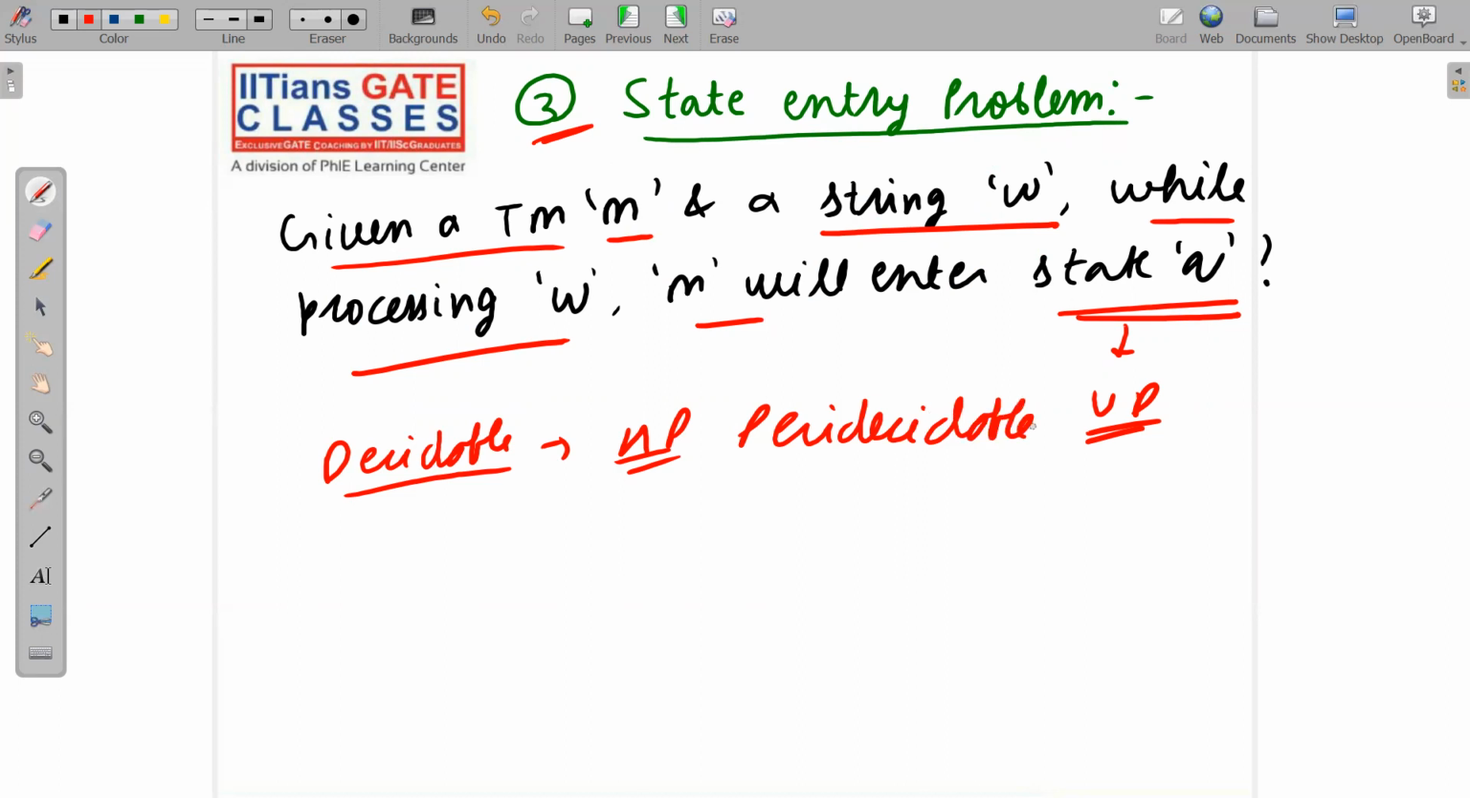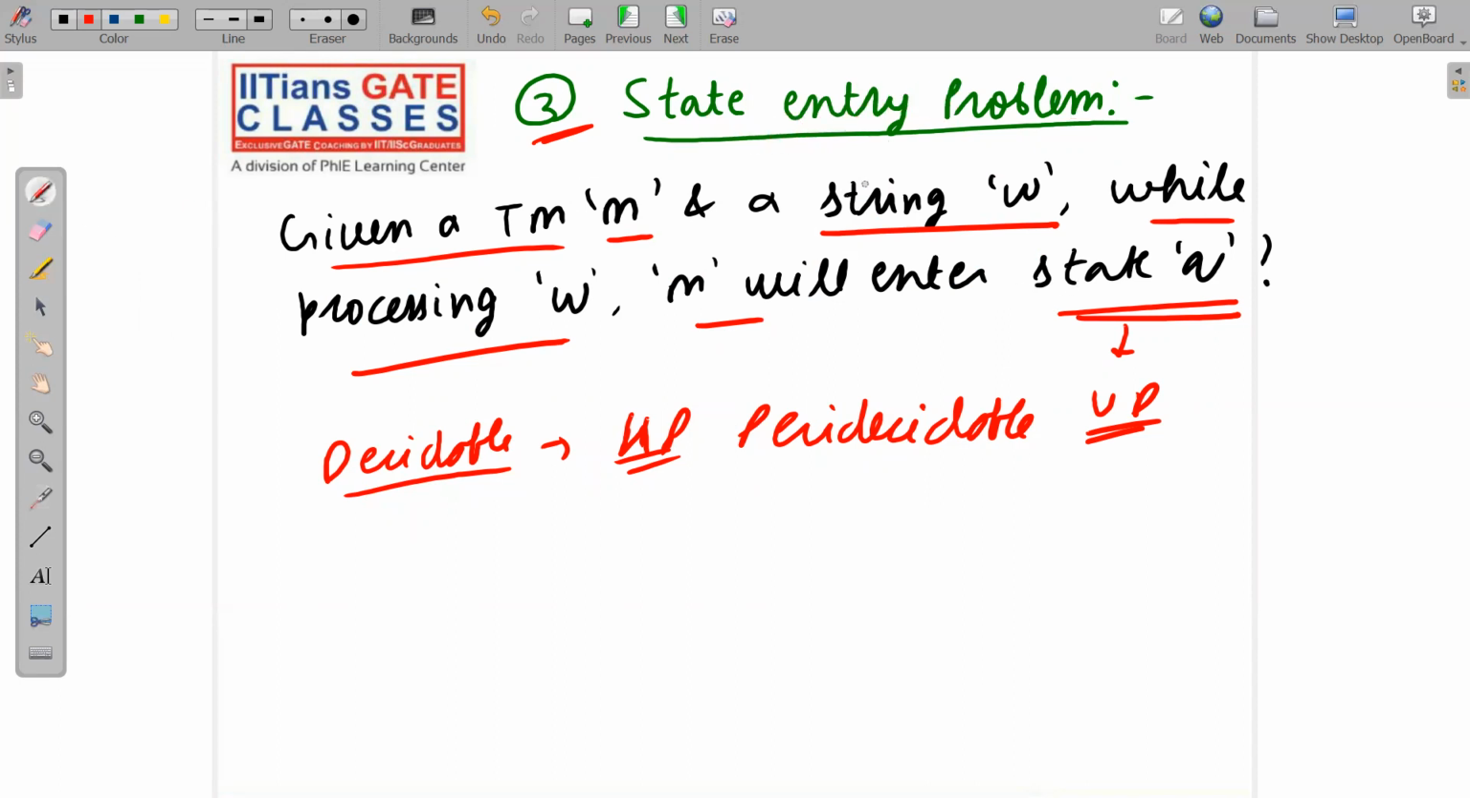Okay, so let me show you one thing. I'm not going into detail, I'm just giving you a small hint. I am saying that if this state entry problem was decidable, then your halting problem would be decided. But we already know that the halting problem is undecidable. Hence, this should be undecidable. This is the way to prove how the state entry problem is undecidable. And I'm just giving you a small hint.